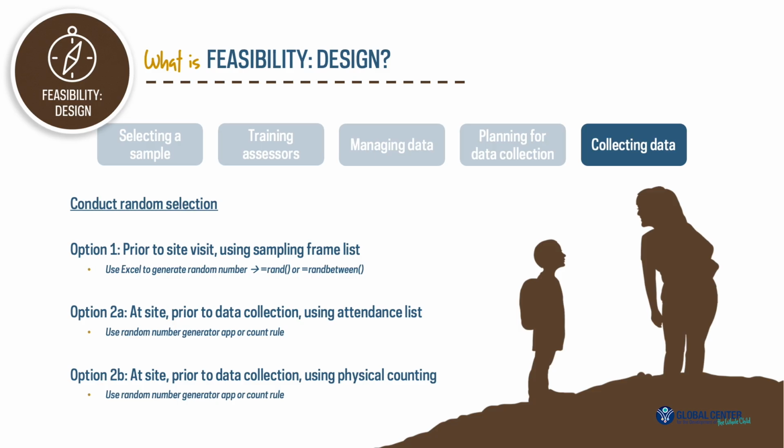Option 2 is to do the random selection while you're at the school or learning center. And this can be done if you have a good attendance list. You can sort the attendance list and on an Android app, look up a random number generator. Let's say your number is 3 and start counting down from the top and select every third boy or third girl. You could also do this physically if you don't have a good attendance list. Line up all the boys and all the girls and go down the row and count every third boy and every third girl. And when you get to the end, continue from the start.